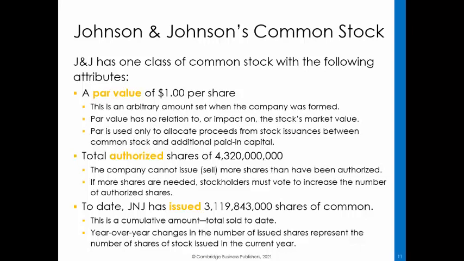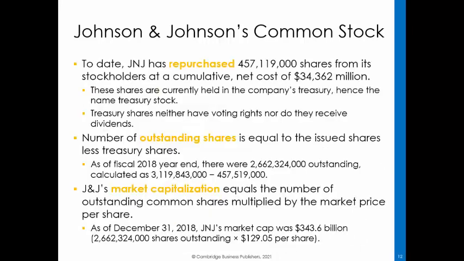Johnson & Johnson shareholders have authorized 4,320,000,000 shares, but the company has only issued 3,119,843,000 today. Year-over-year changes in the number of issued shares represent the number of shares of stock issued in the current year. To date, Johnson & Johnson has repurchased 457,519,000 shares from its stockholders at a cumulative cost of $34,362 million. Treasury shares do not have voting rights or the right to receive dividends.